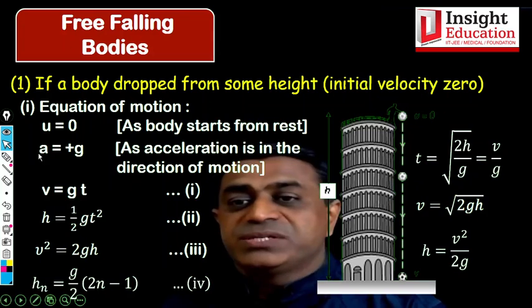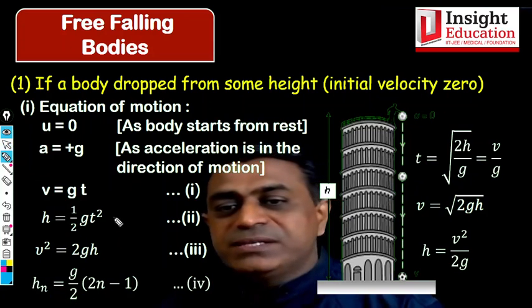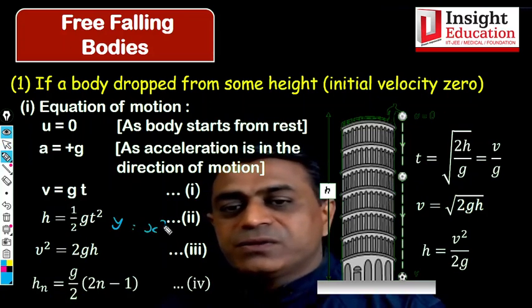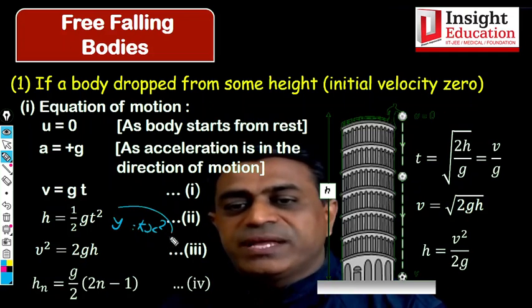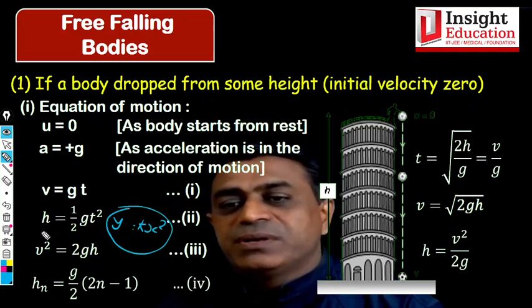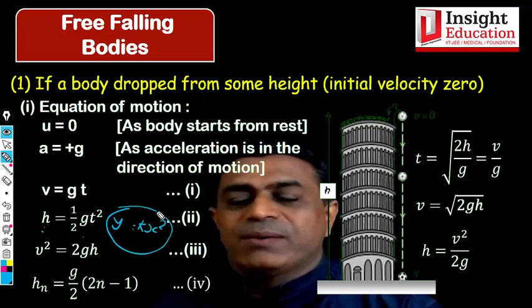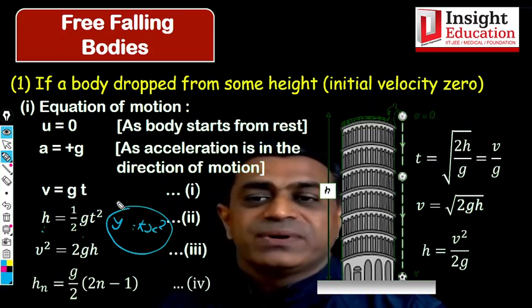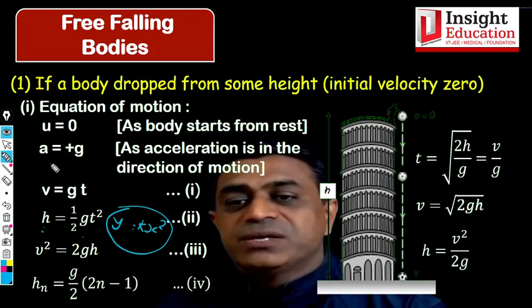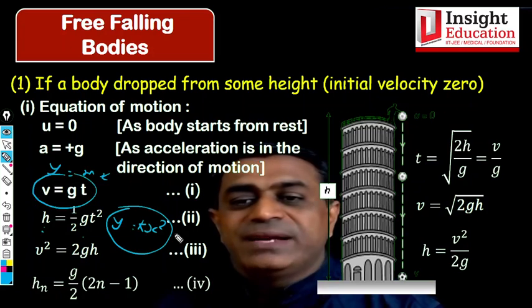It means the relation is like y is equal to x square, or y is equal to kx square, so it is a parabola. It means the ht graph should be a parabola. Now the velocity time graph: v is equal to gt, so y is equal to mx, and this graph should be a straight line.